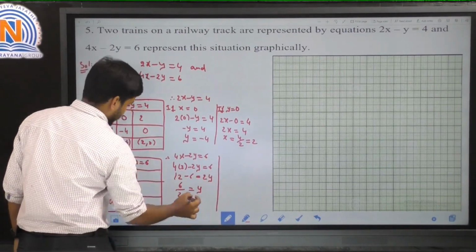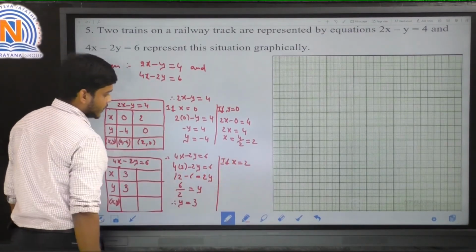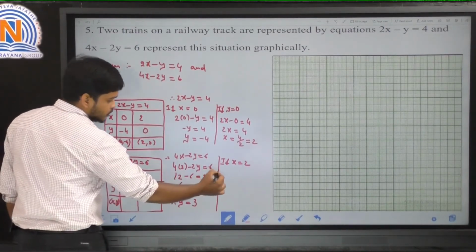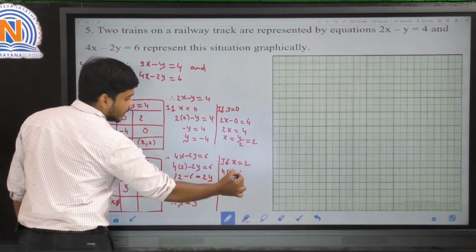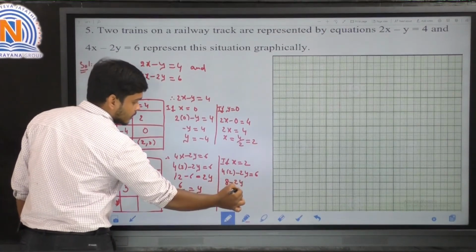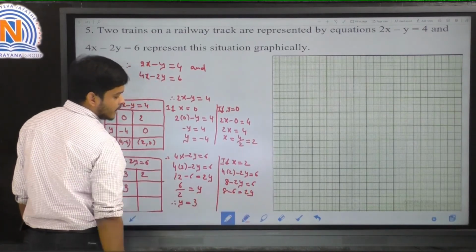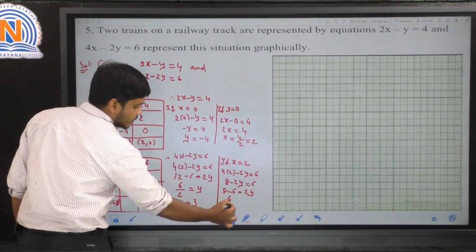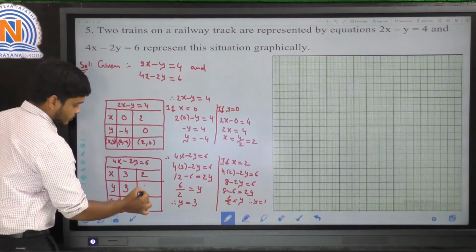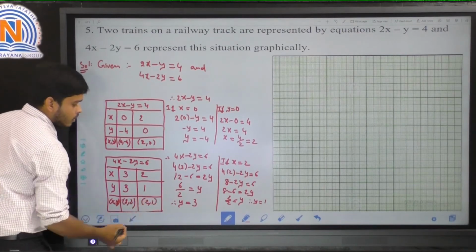Now next, if x is equal to 2, then what are the points? Substitute in that equation: 4 into 2 minus 2y is equal to 6. So 8 minus 2y is equal to 6, and 8 minus 6 is equal to 2y. Then 8 minus 6 is 2, 2 by 2 is equal to y. Therefore the y value is 1. So what are the coordinate points? 3 comma 3 and 2 comma 1.